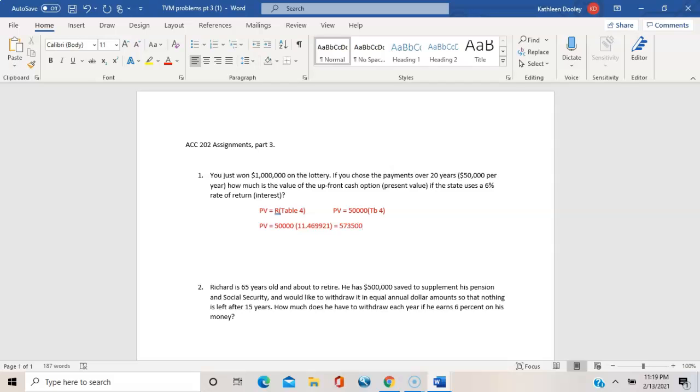So 573,500. So that's how much, if they offered you 573,500 for the upfront cash option or more, then you would be doing good to take the upfront cash option. If they offered you less than 573,500 for the upfront cash option, you would be better off sticking with the 50,000 a year.